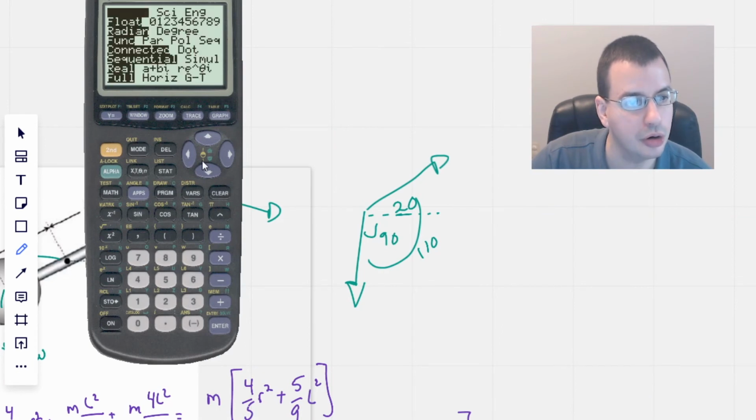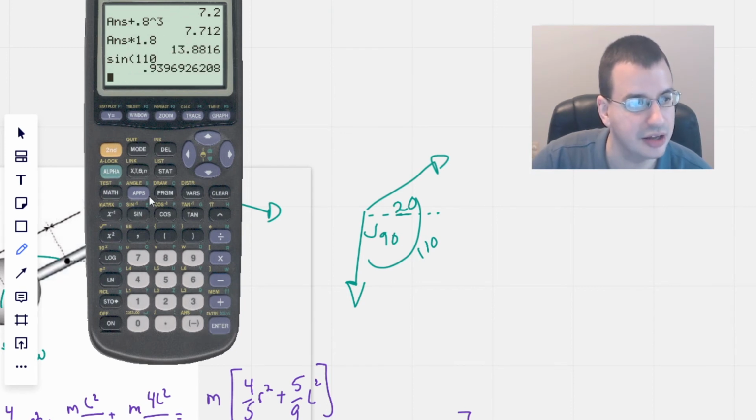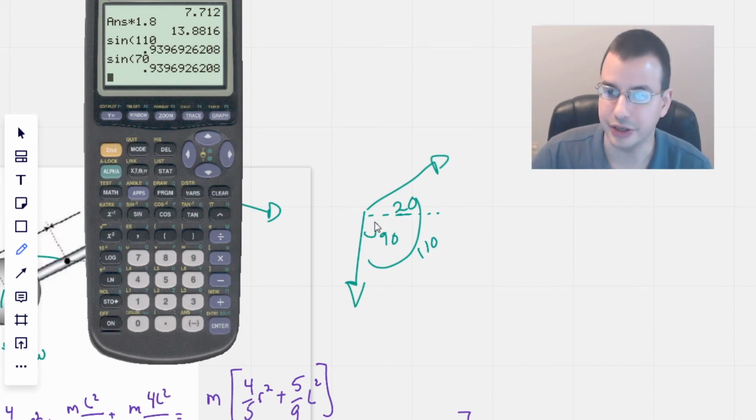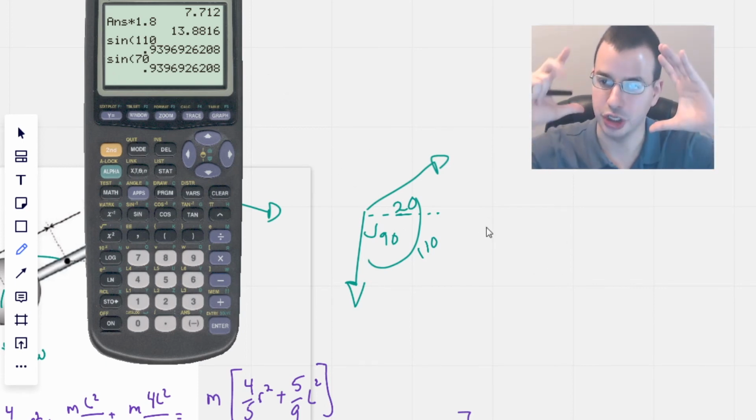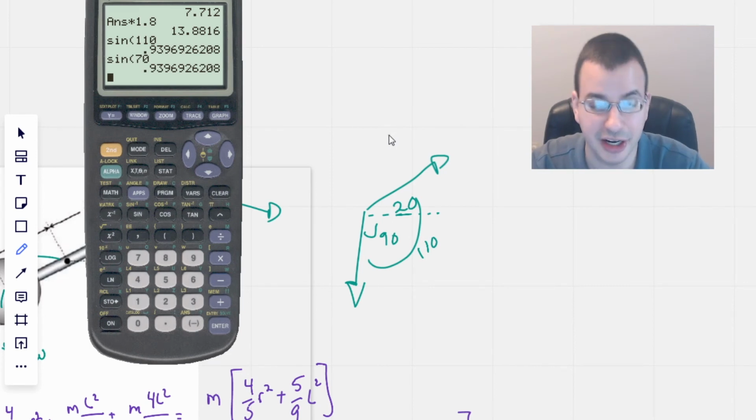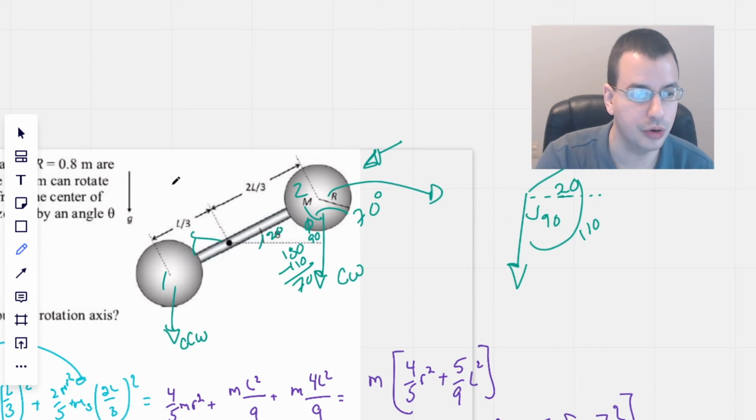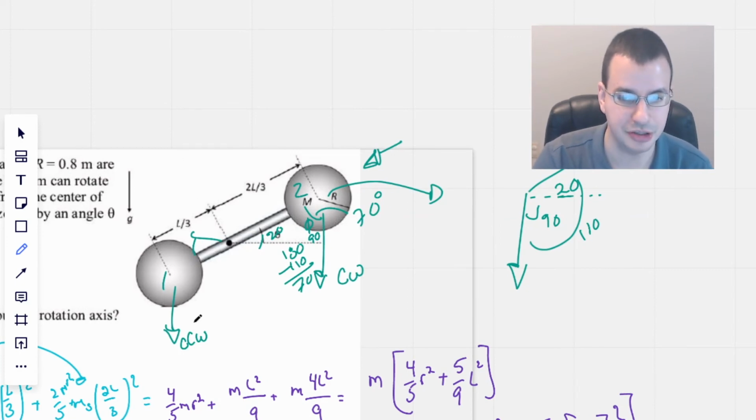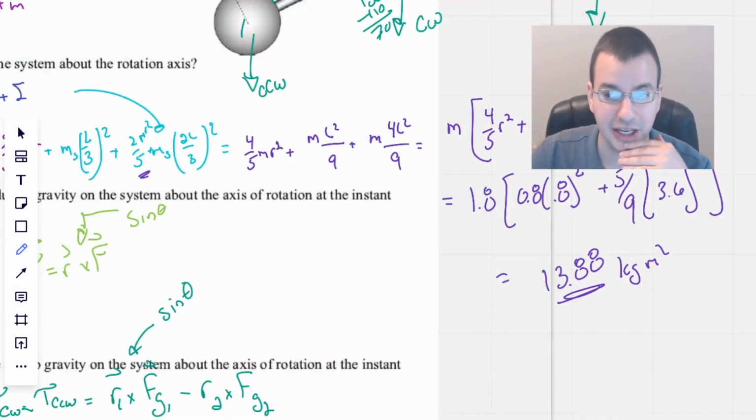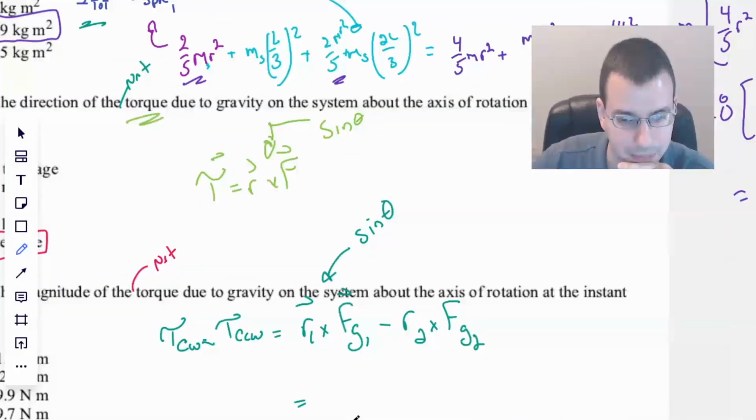In degree mode, if we take the sine of 110 and the sine of 70, they'll be equivalent. So the angle between this is actually 110. I just know from using the unit circle that sine of 70 is equivalent to sine of 110. Similarly, down here we're going to have the exact same picture. Same idea. I should probably be using 110 degrees instead of 70, but it's the same.